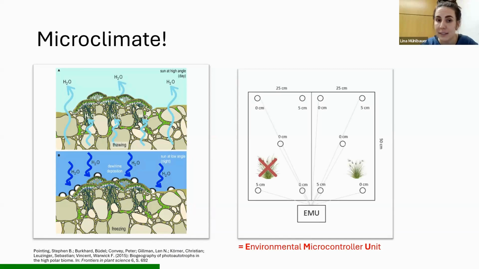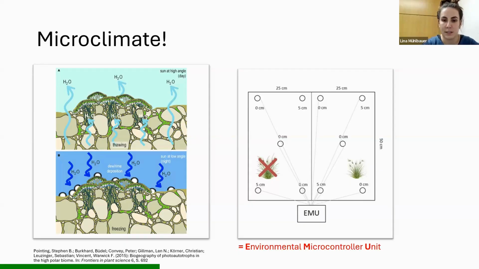That is also reflected in our experimental design. On the right is one plot, separated into two subplots. We clipped the vegetative plants on one side, which is not really important for today, to make sure that we only cover the cryptogamic effects. There is one environmental microcontroller unit on each plot, and we measure temperature and soil moisture on the surface and at 5 centimeter depth. The plot itself is 25 centimeters by 50 centimeters.